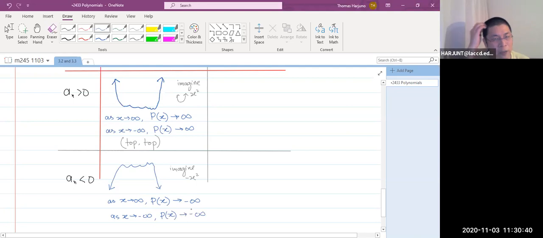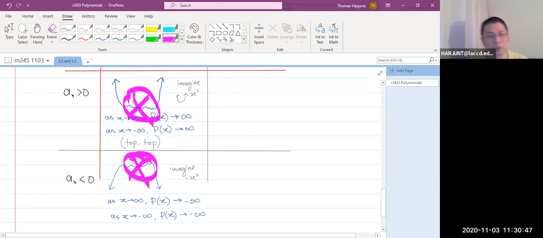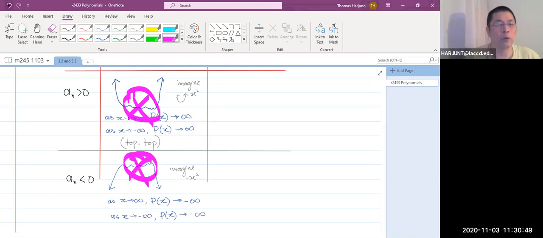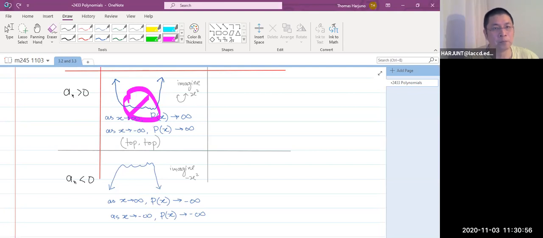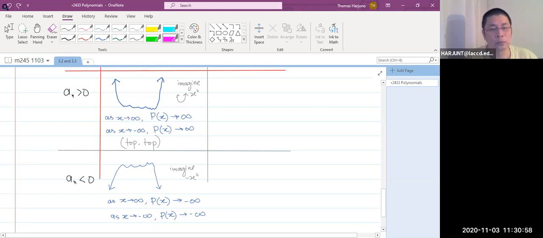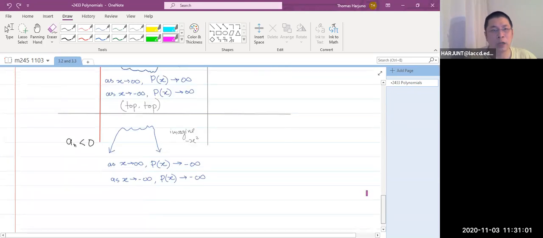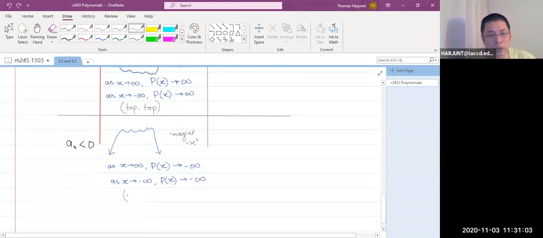Now, far ends behavior does not describe anything that happens in the middle. We don't know what happened in the middle. We just know that if you go very far to the left or very far to the right, it will go to positive infinity or negative infinity. Now, in my class, in my notation, I will call this bottom. So if you go very far to the left, it goes to the bottom. When you go very far to the right, it still goes to the bottom.